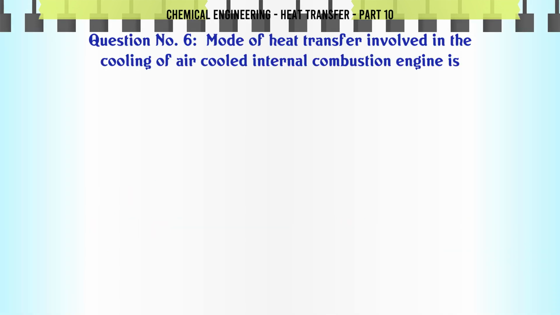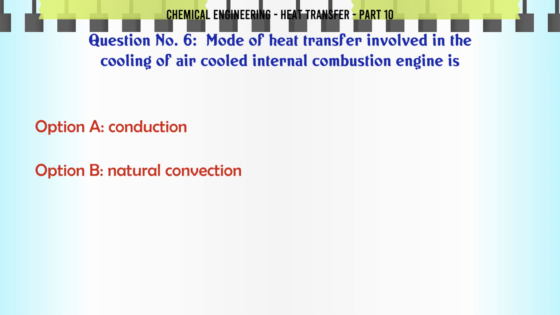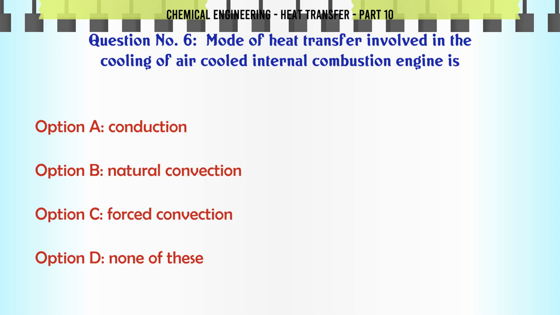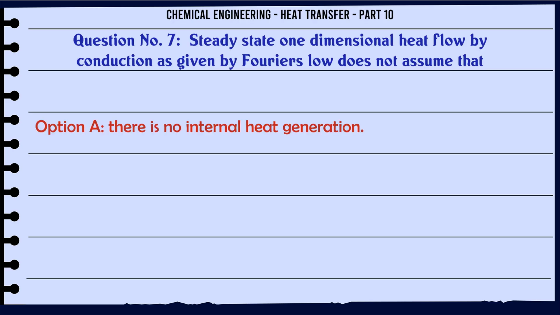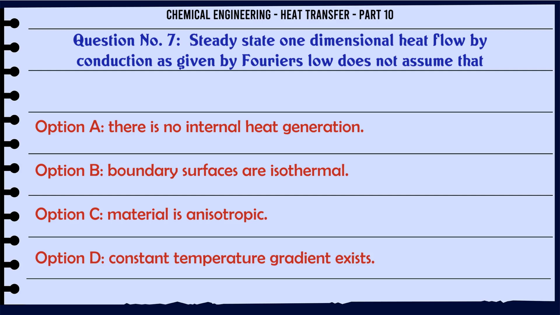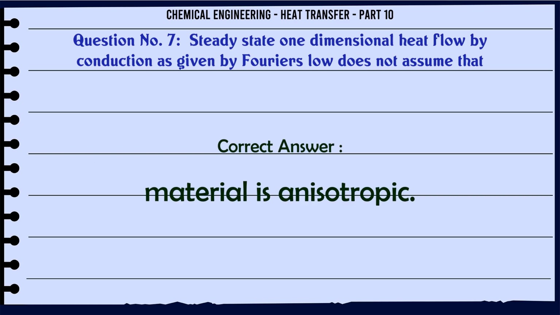Mode of heat transfer involved in the cooling of air-cooled internal combustion engine is A. Conduction, B. Natural convection, C. Forced convection, D. None of these. The correct answer is natural convection. Steady-state one-dimensional heat flow by conduction as given by Fourier's law does not assume that A. There is no internal heat generation, B. Boundary surfaces are isothermal, C. Material is anisotropic, D. Constant temperature gradient exists. The correct answer is material is anisotropic.